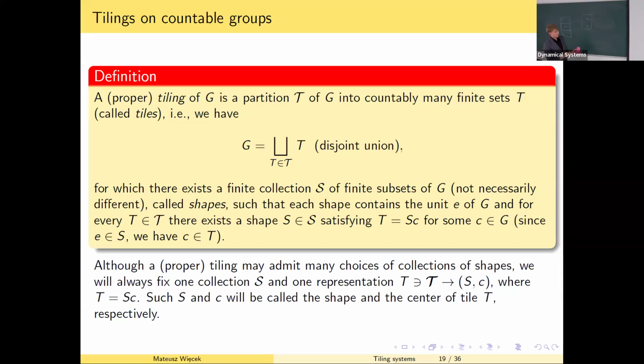So we always fix one such representation for every tile, and then we call the set S, which is shifted to obtain the tile T, the shape of the tile T, and the element by which we shifted it the center of the tile T. So this is one thing.